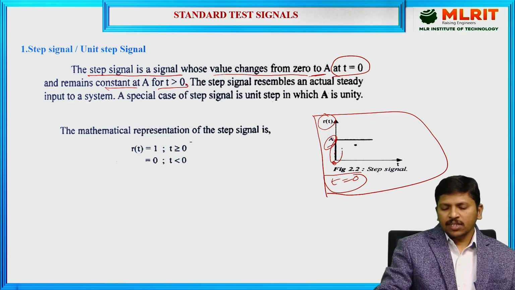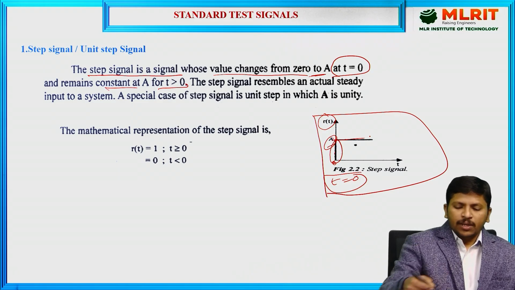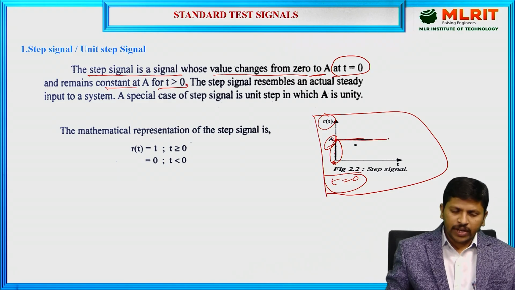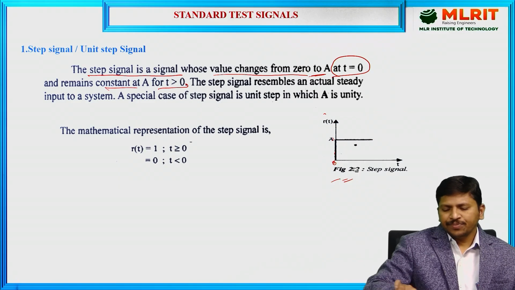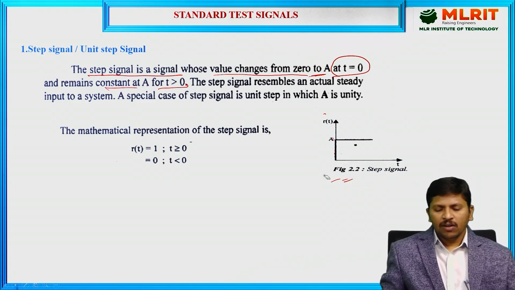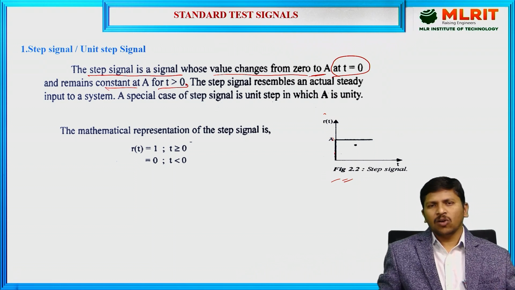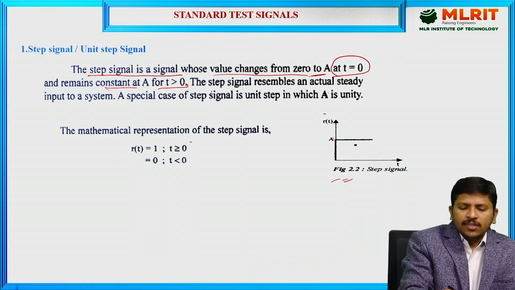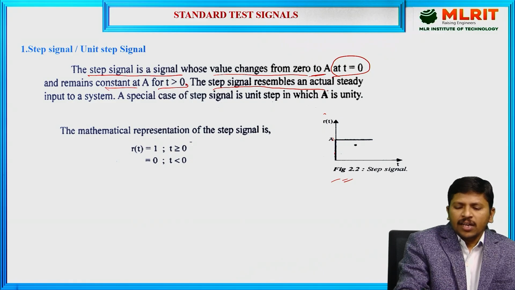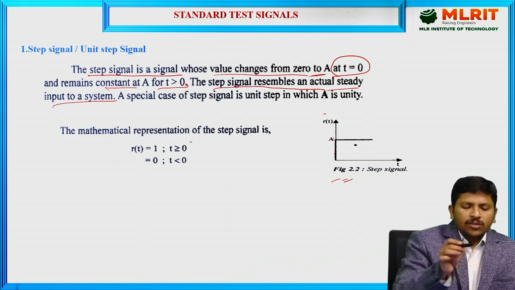So this one is nothing but the step signal. In the remaining condition, it is a constant value. One more thing: the step signal resembles a steady state, or a steady input. It is like a steady input to a system. Here observe, the step signal resembles an actual steady input to the system.